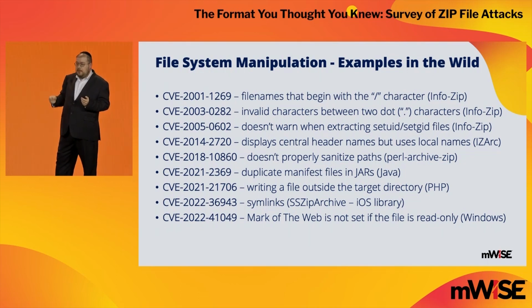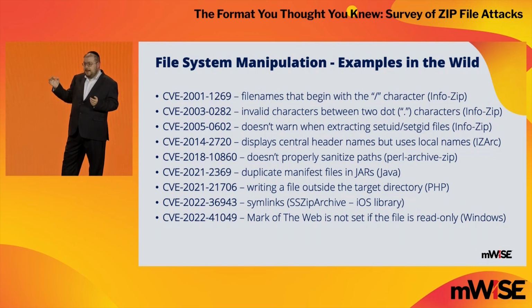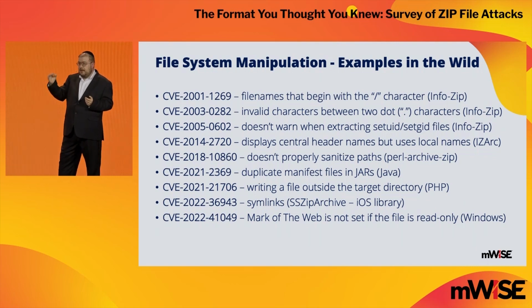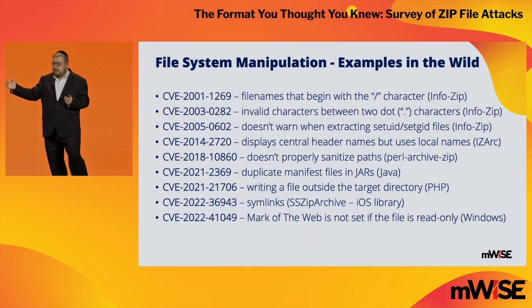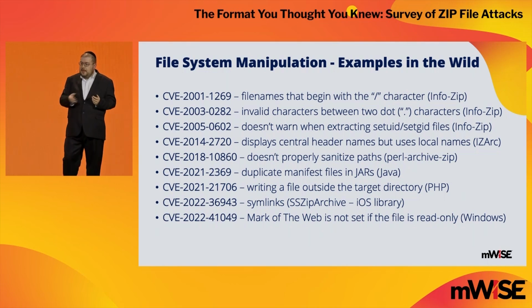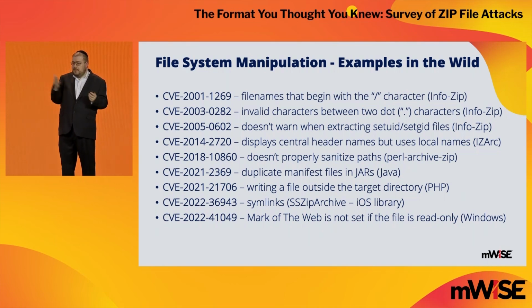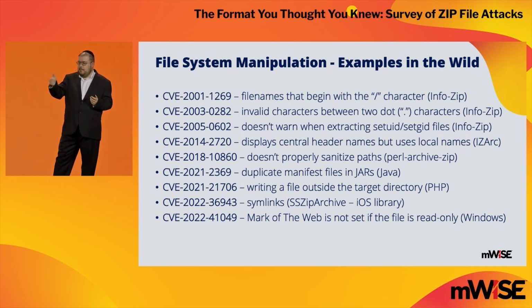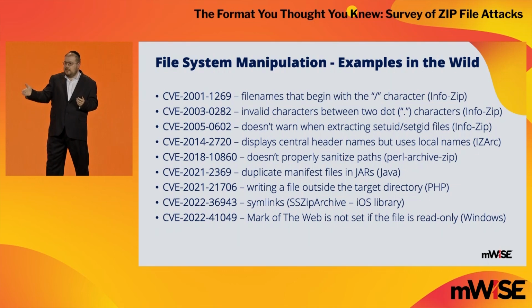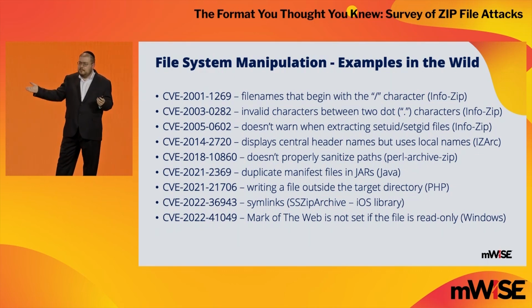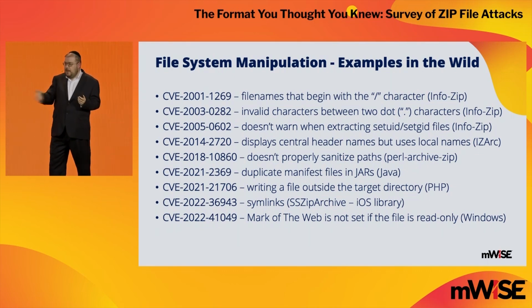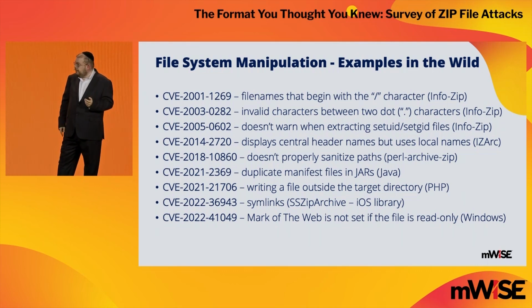Mark of the web is a security feature in Windows where an attribute gets set on a file saying that this file came from the internet, do not execute. Zip can set a file attribute as read-only. Read-only is a fairly common attribute. A file gets extracted, set as read-only. A different component of Windows that sets the mark of the web attribute can no longer touch the file because the file is now read-only. And it essentially just bypasses the entire mechanism.